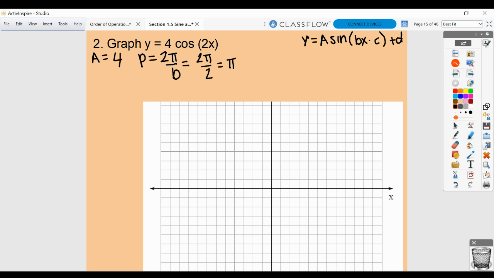Okay, so you're ready to make your t-chart now. I'll try and make it small enough and a little bit more organized here. So we're going to have your x value. Then you're going to have the original cosine. And then you're going to have the transformation.